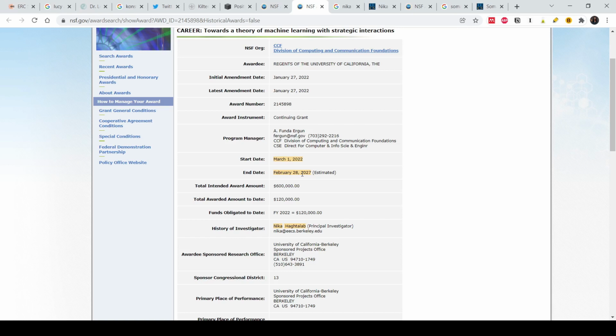The end line is 2027, and the amount that will be given is $600,000, and so far they've been given $120,000. This is the information you need, but the most important aspect is the abstract.